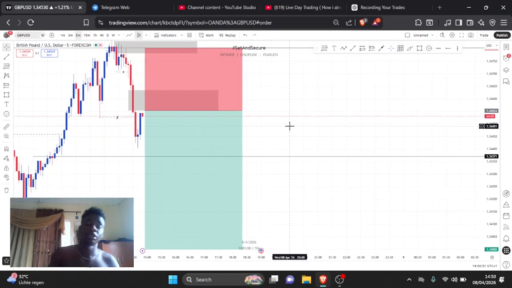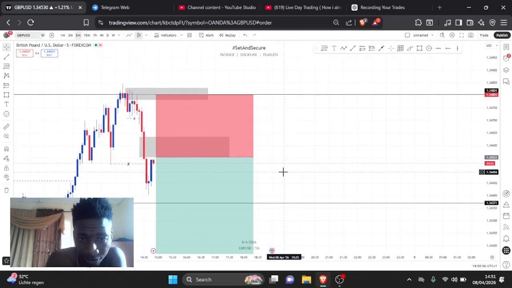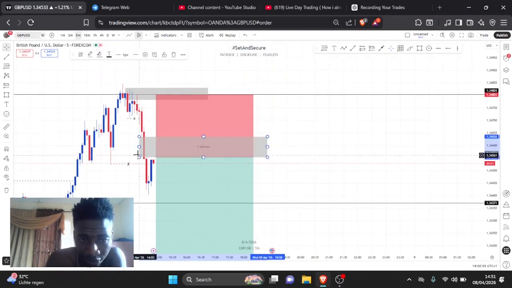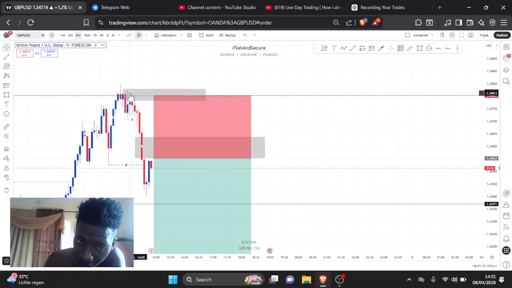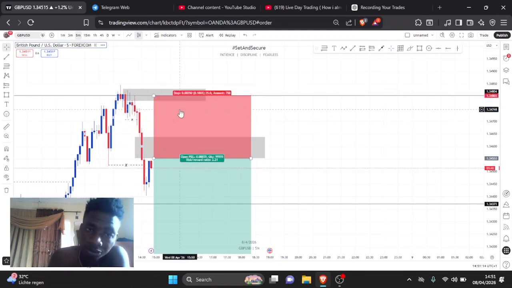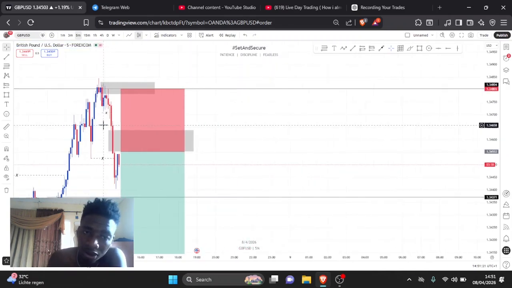Okay, so I've gotten a pullback, or a pullback is preparing itself. I'm going to be selling from this fair value gap right here, this 5 minutes fair value gap. Stop loss is going to be above here. This is also a liquidity point. So I don't know why GBP pips are getting crazy now. 25 pips now. So I'm going to put my stop loss above there.